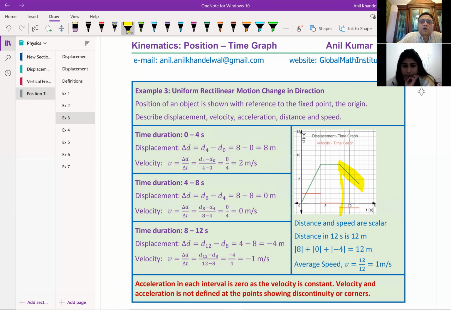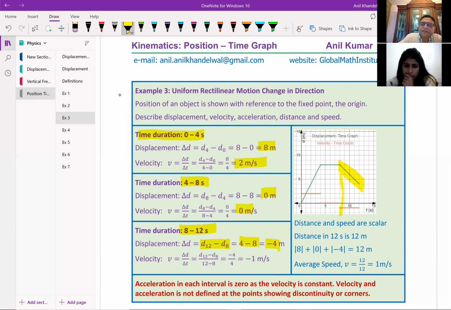So as earlier, from 0 to 4, the things were pretty much the same. Displacement of 8, velocity of 2 meters per second, 4 to 8, 0, 0. And now duration 8 to 12 seconds. As you can clearly see, what is happening here is that d12 minus d8, right? Final minus initial position is 4 minus 8, which is negative 4.